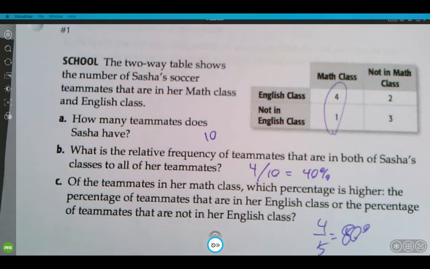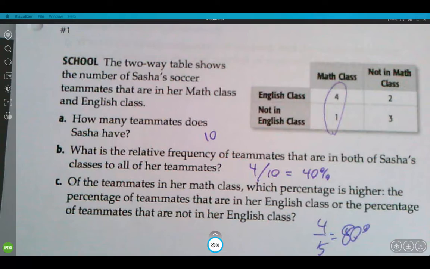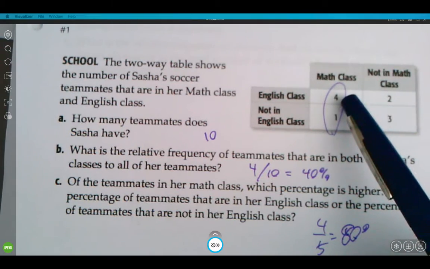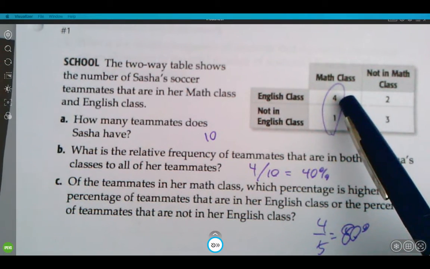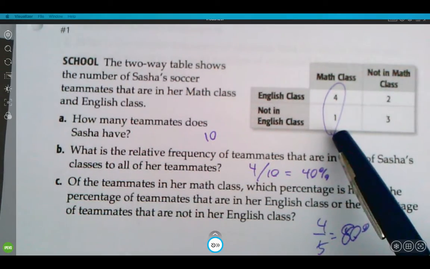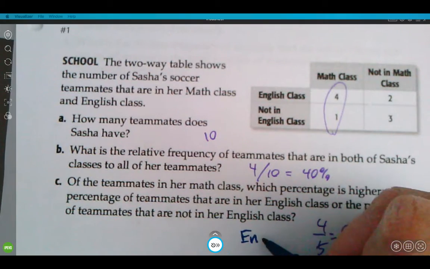Of the teammates in her math class, so that's just this part, what percentage is higher? The percentage of teammates in her English? Well, there's only 1 in her English. I'm sorry, there's 4 in her English that are in her math class, or the percentage is not in her English, so there's only 1. So I would say for this one, part C, you would have wanted to put English.